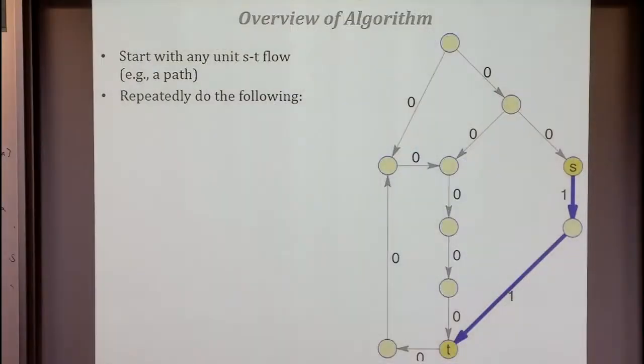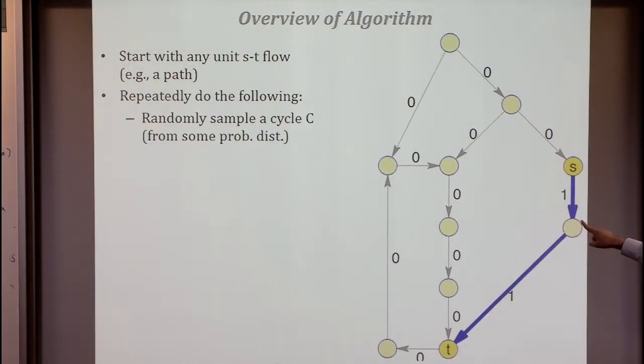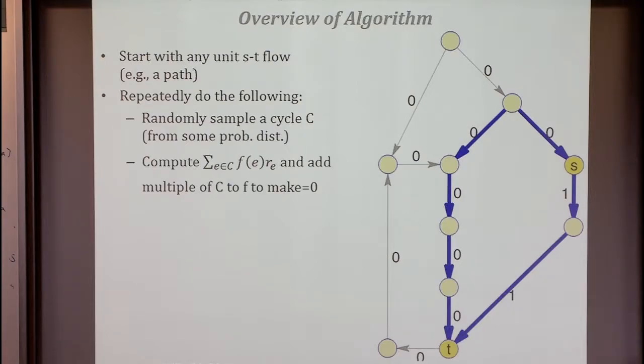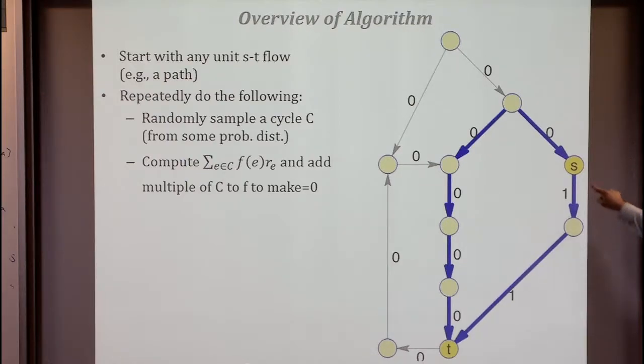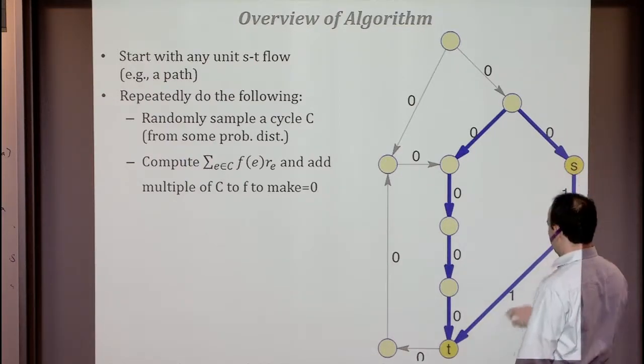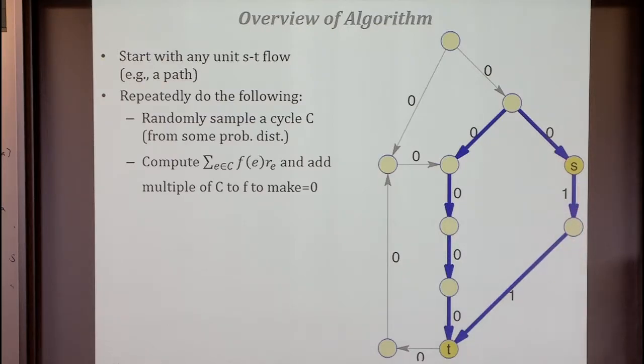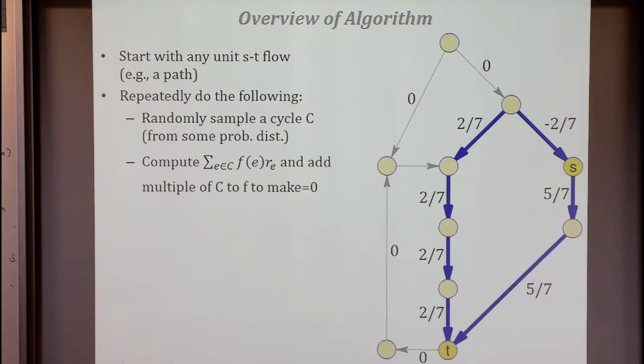OK, so the algorithm is repeatedly do the following. Randomly sample a cycle, and then compute, as I said before, the sum around it. Let me do this in 2 steps. Notice that as you go around this cycle, you don't get back where you started. You get 2 instead of 0, right? So what we're going to do is add the right multiple of this cycle to fix that. So it's like 2/7 maybe. And you end up with this. So now we have fixed this cycle.